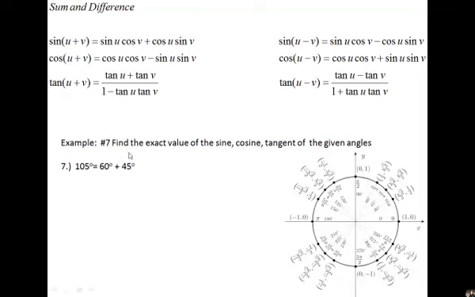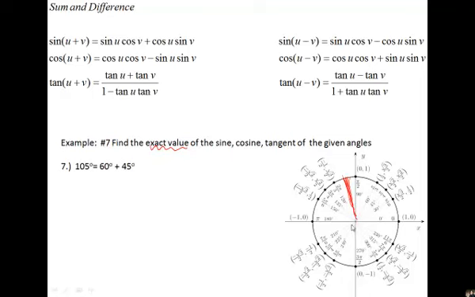Alright, here's another example. It says find the exact values of sine, cosine, and tangent of the given angles. So here's the thing, you're given this, and we want to find the sine of this 105 degrees, or we want to find the sine of 60 plus 45. Since we want exact values, we wouldn't have been able to evaluate sine of 105 directly because, again, it's not on the unit circle. I mean, it's approximately right around here.